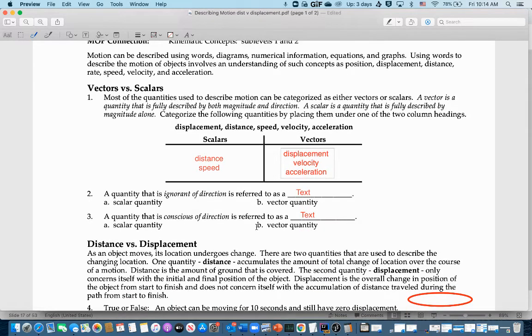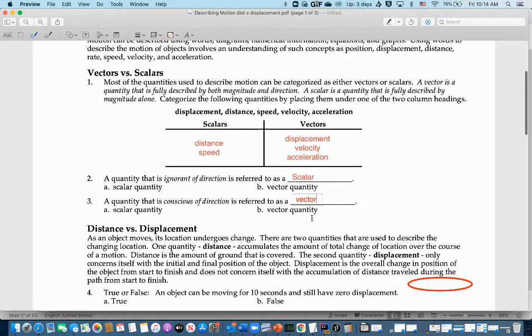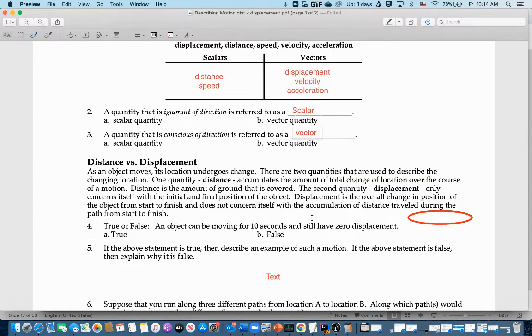So we go down here. A quantity that is ignorant of direction, meaning it doesn't care about direction, is definitely going to be our scalar quantity. So I'm going to write scalar right there. And a quantity that is conscious of direction is referred to as a vector right there.